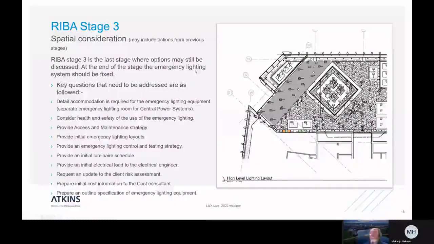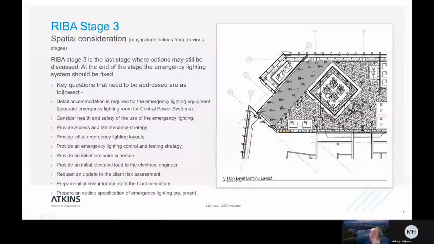Right, so RIBA stage 3 is spatial consideration. This is the last stage in a project where there might well be options on the table. After this, you are working out your lighting calculations, and you should have an agreement with the client as to what it is to do. From a project management point of view, once you get to the end of stage 3 and you sign off, you should be able to charge for changes of mind at that point. So it's important for you commercially as well.